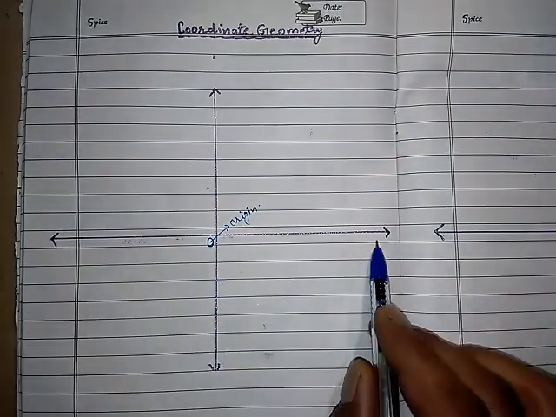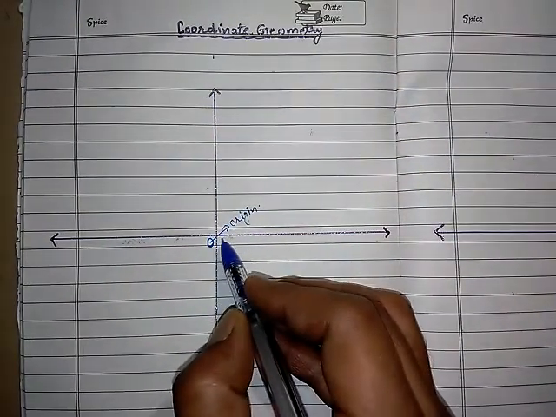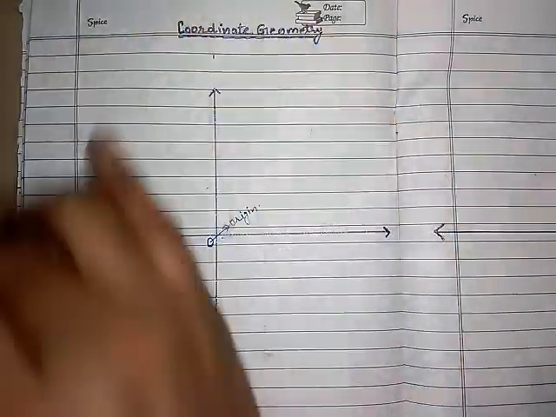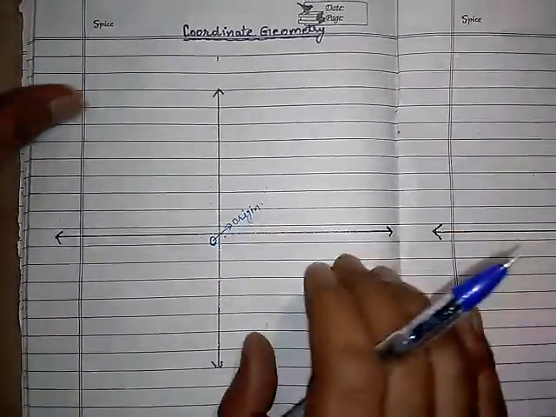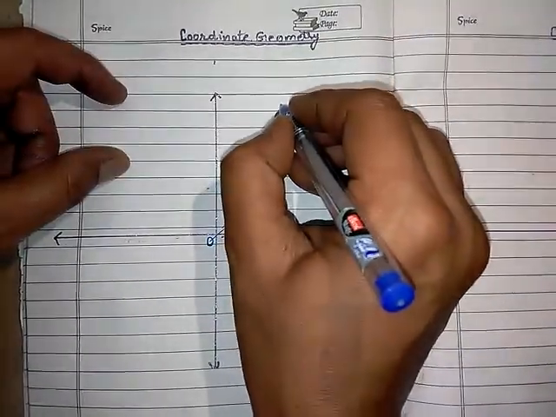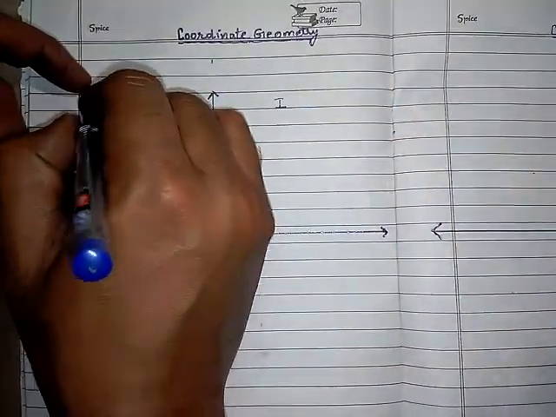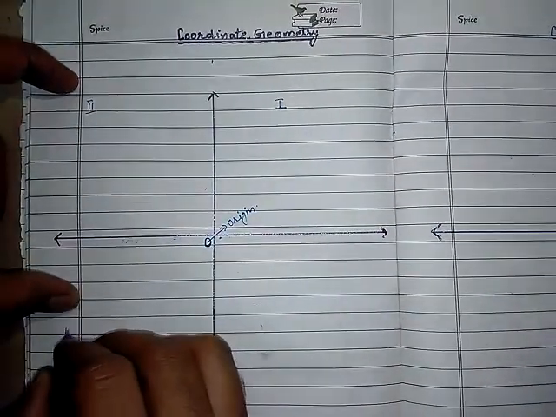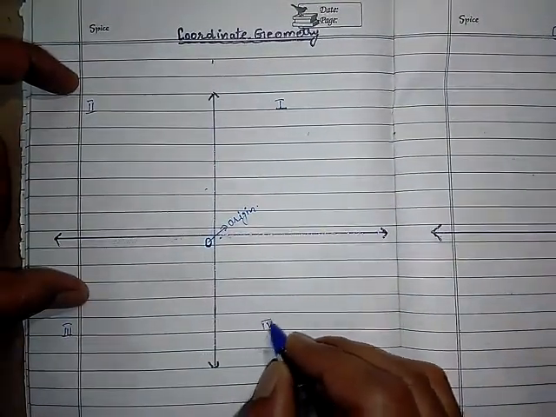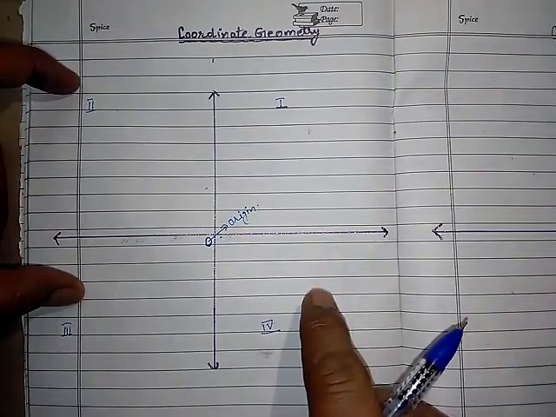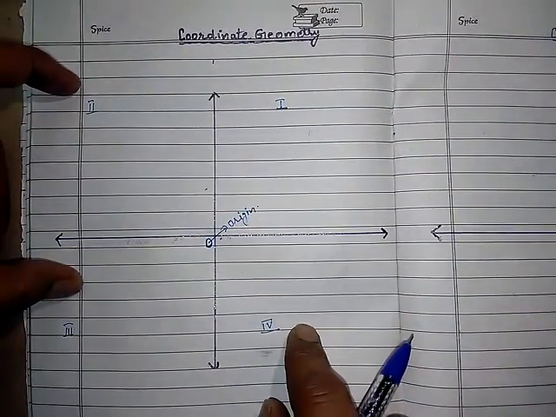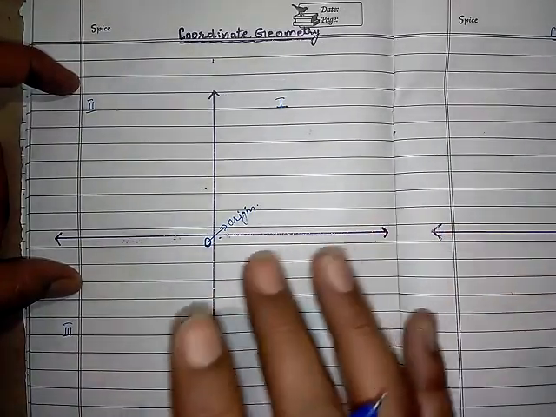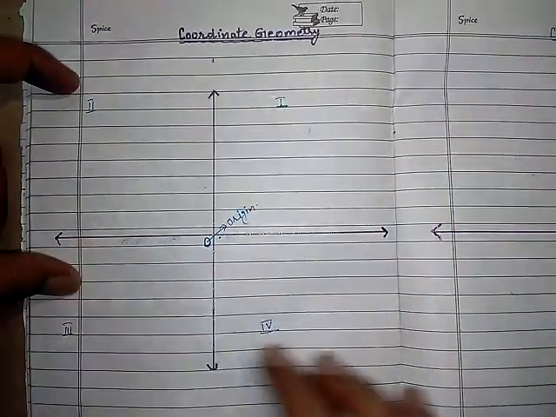So when this line and this line intersect each other at a 90-degree angle, the whole space is divided into four equal parts. So how to mark those parts? That is the first part, this will be your second part, this will be your third part, and this will be your fourth part. You cannot name them randomly, the only way is 1, 2, 3, 4 in this order, which you have to follow.